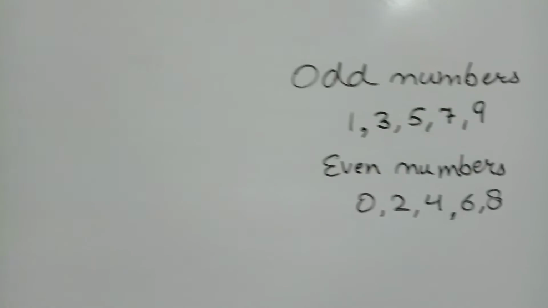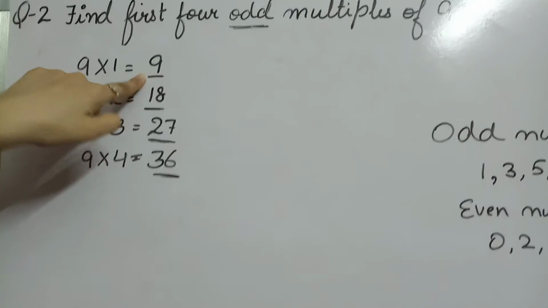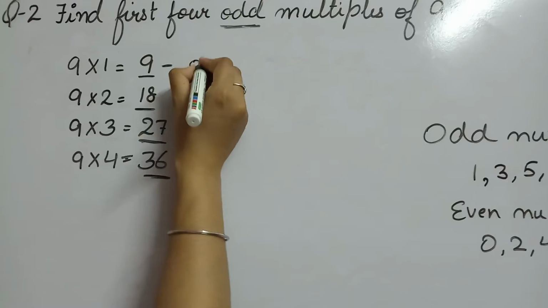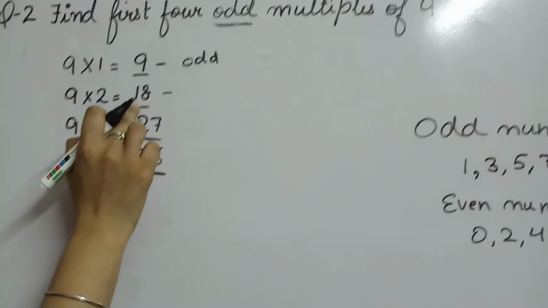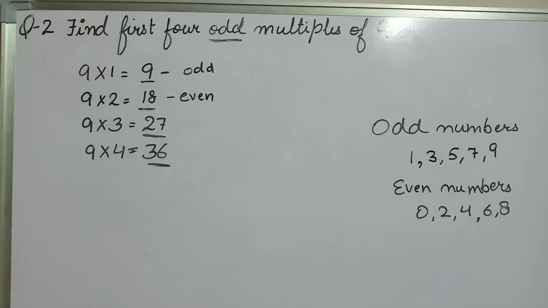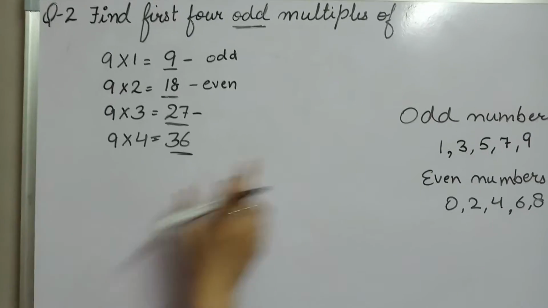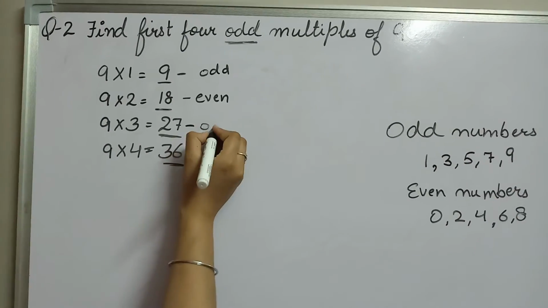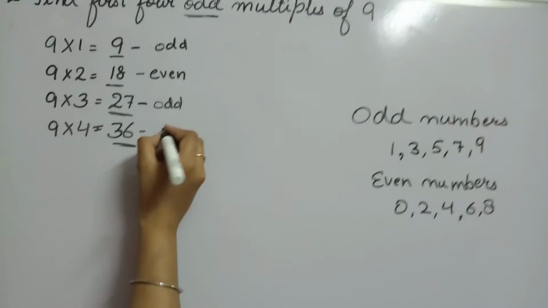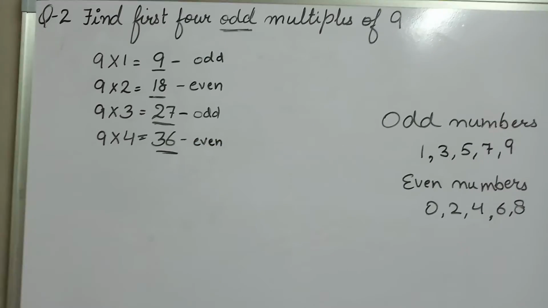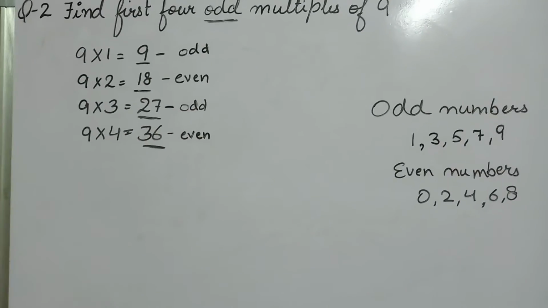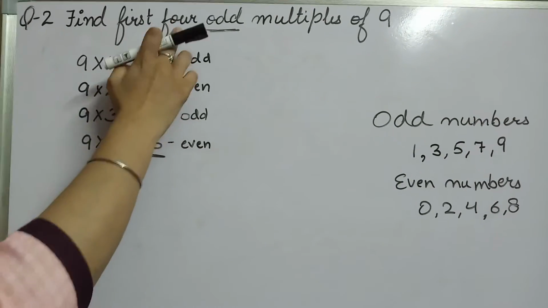So children, look here, 9, is this odd or even? You will write down here that this is odd. Now 18, odd or even? It has 8 at its ones place, so it is even. 27, it has 7 at its ones place, so it is odd. 36, it has 6 at its ones place, so it is even. So children, how many odd numbers are there? 1, 2. There are only 2 odd numbers, but they have asked you 4 odd numbers.